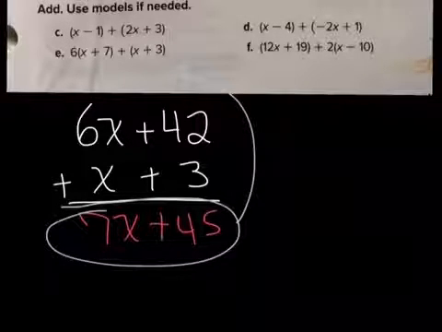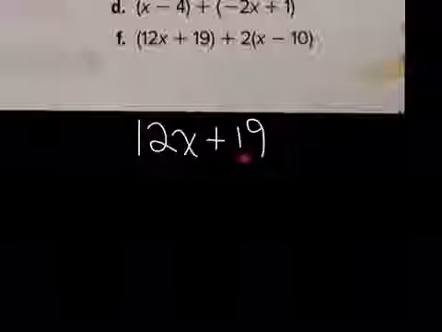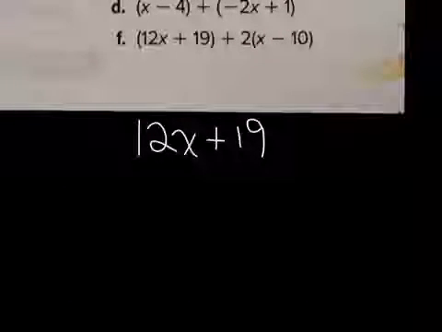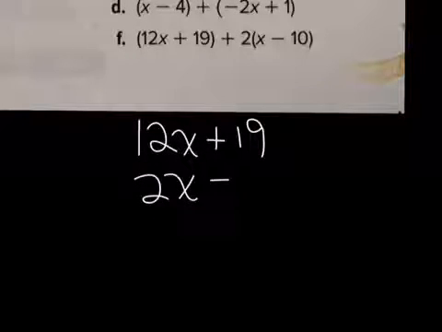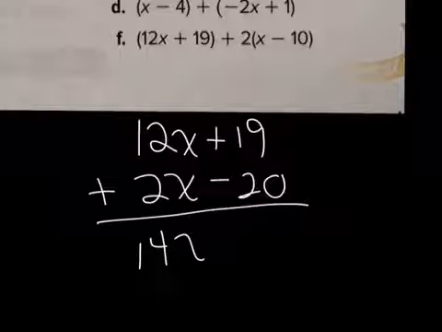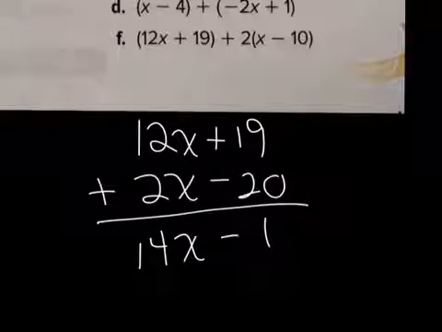Now let's try f. I have 12x plus 19, and now I will use distributive property here to multiply 2 times x, and I will have 2x, minus positive 2 times negative 10 is negative 20. Okay? And now I will add these two together. So now I have 14x minus 1, because 19 minus 20 is negative 1.